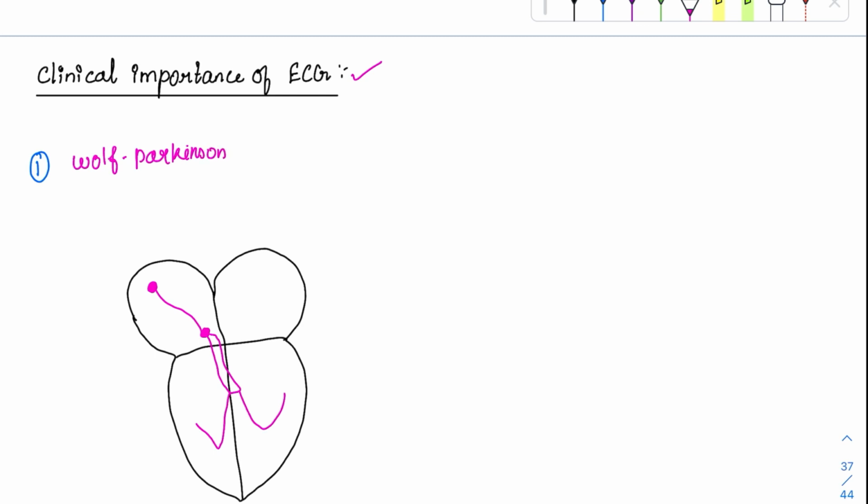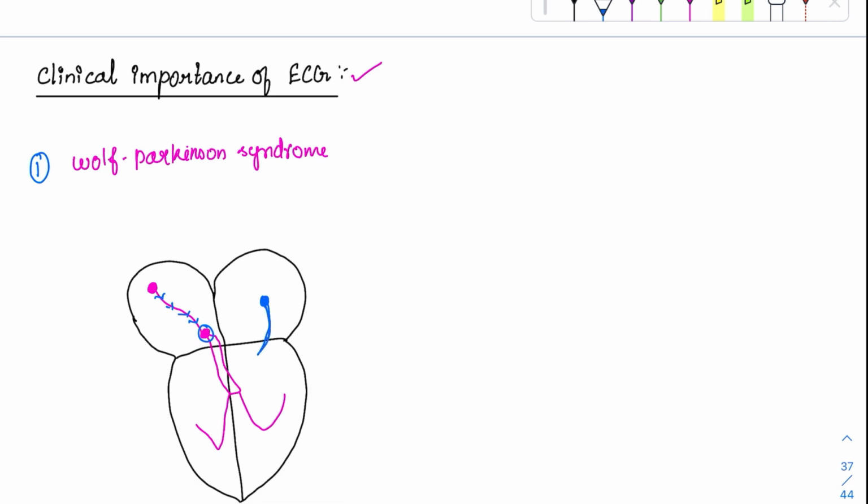Wolff-Parkinson-White syndrome. So what is the problem in this disorder? The primary problem is that there is something called an accessory connection. There are some additional fibers connecting the atrium to the ventricle. All of us know the only pathway for the atrium to go into the ventricle is through the AV node. But in this, there are some abnormal fibers connecting the atria and the ventricle.